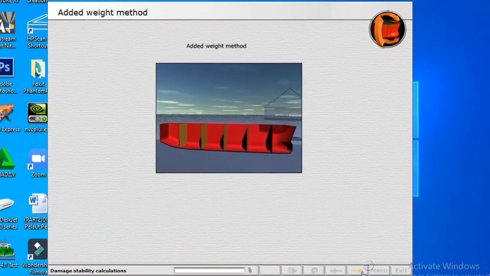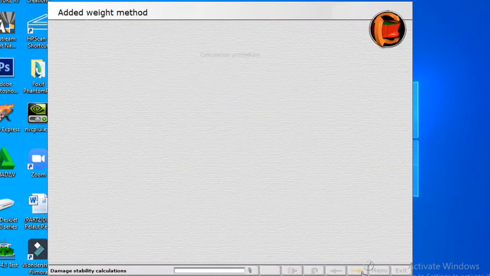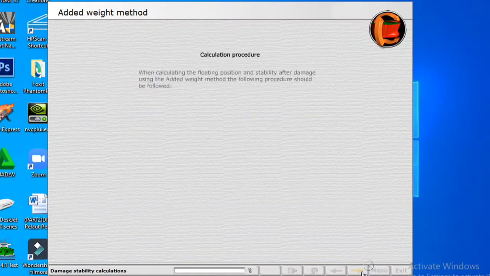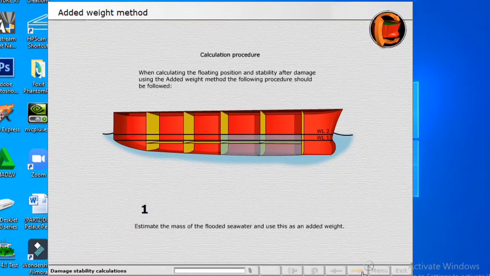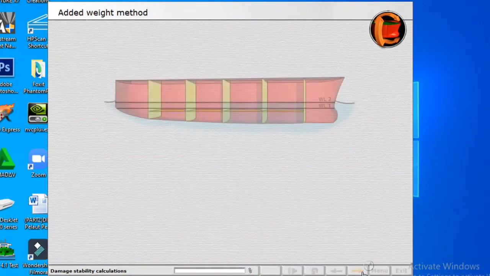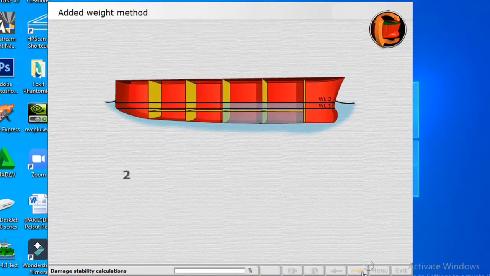Added weight method. Calculation procedure. When calculating the floating position and stability after damage using the added weight method, the following procedure should be followed. 1. Estimate the mass of the flooded seawater and use this as an added weight. 2. The new draft and displacement for the ship is calculated based on this added weight.